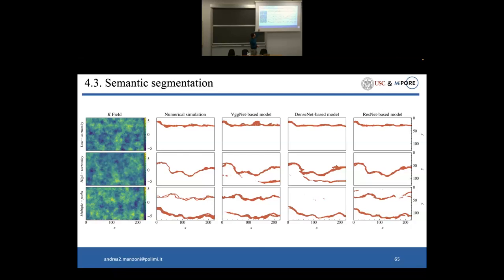I present here the result for semantic segmentation of the preferential flow path for 3 different preferential flow path conditions. On the left we have the fields, so the input of the neural network. Then the second column shows the preferential flow path estimated using flow and transport simulation. The last 3 columns are the preferential flow path estimated using semantic segmentation, so a convolutional neural network. You can see on the right the more complex model, and this is the model that provides the best performance for semantic segmentation.